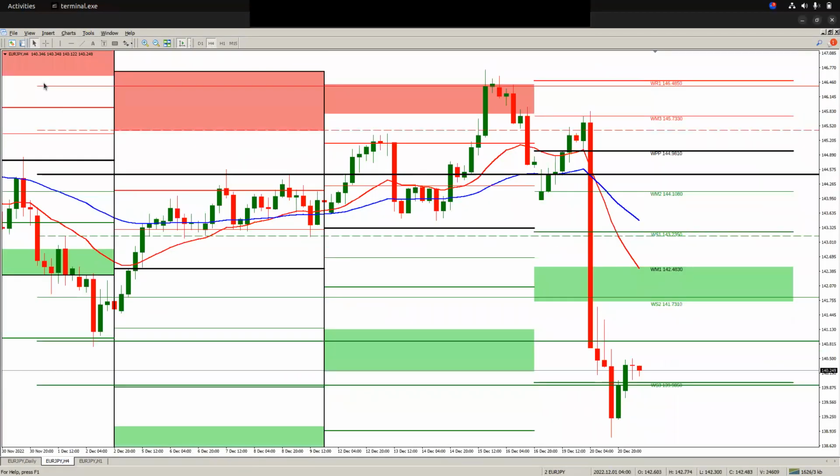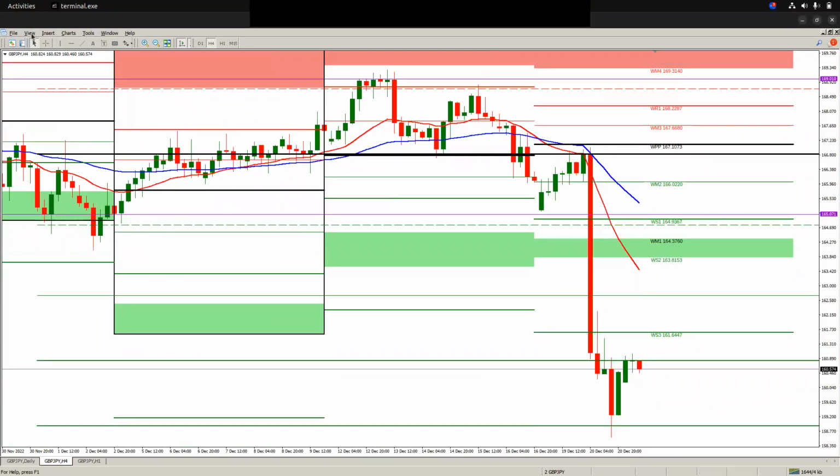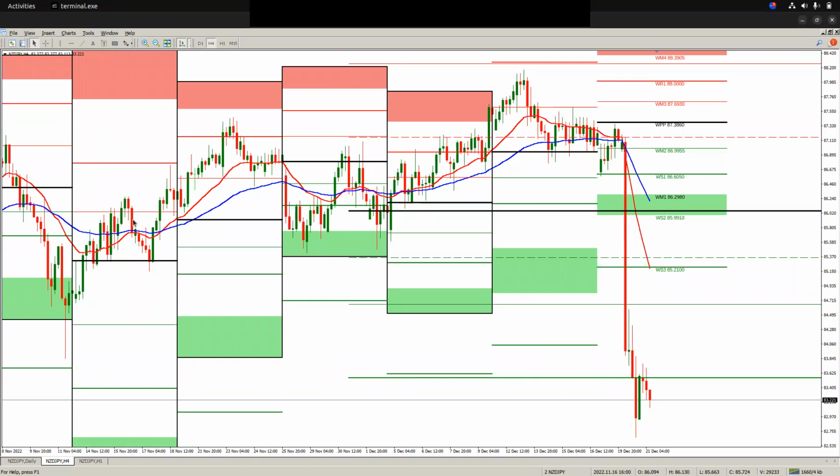Euro yen, similar situation. Pound yen, similar situation. And Kiwi yen, similar situation. So I'll leave the yen pairs alone for now, but keep an eye on them.